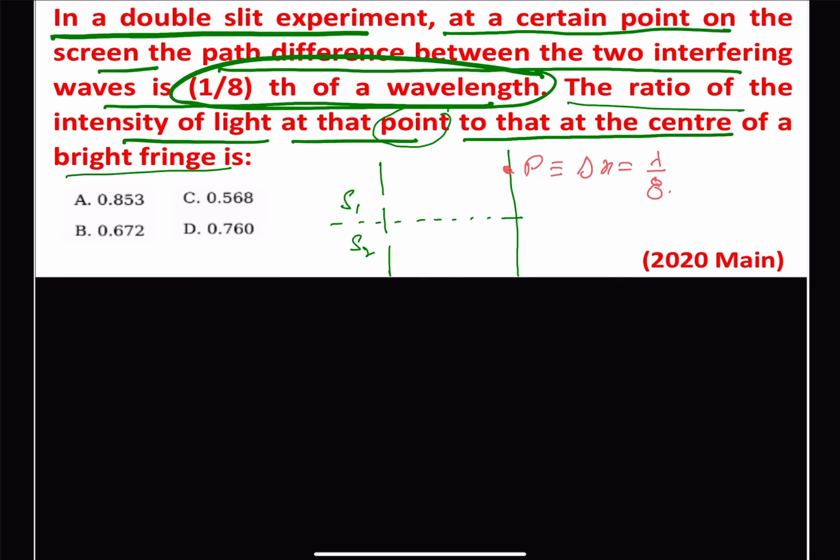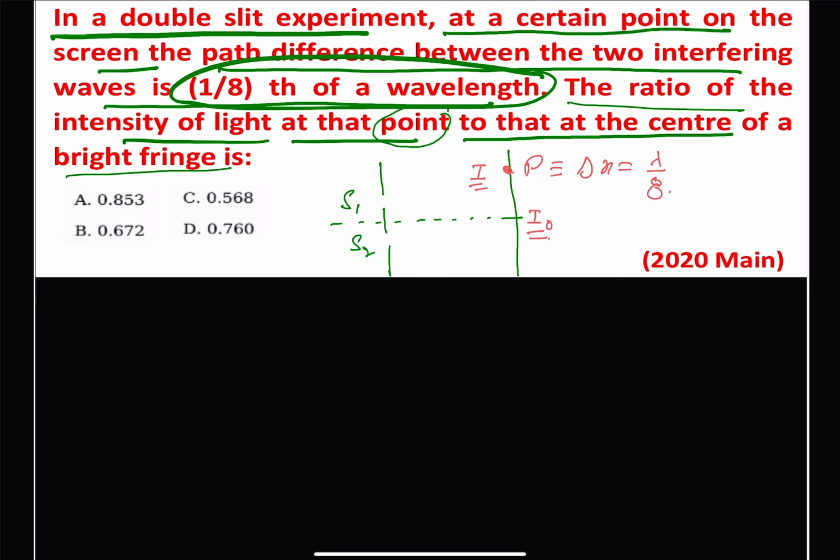And we need to find out the ratio of the intensity. At the center the intensity is given by I naught, and suppose at point P this intensity is given as I. So we know the relationship between I and I naught. Using that relationship we can find out their corresponding ratio.